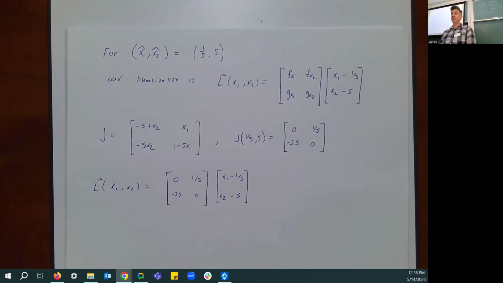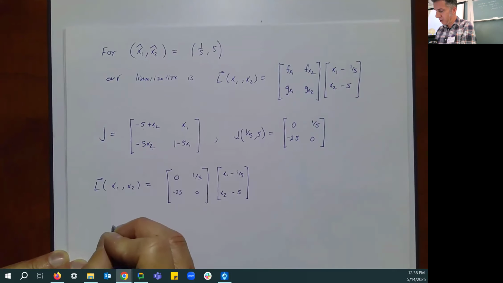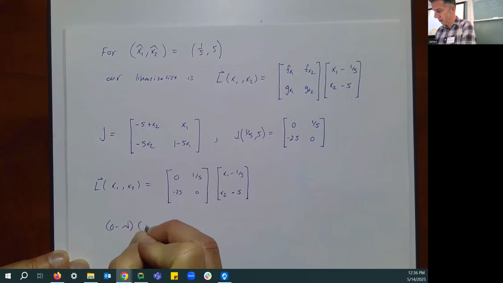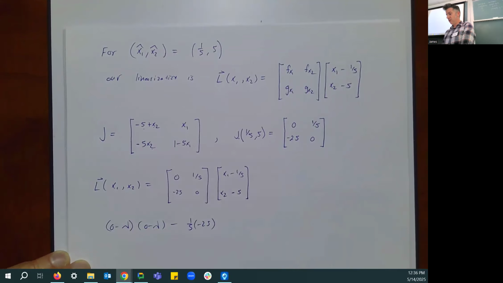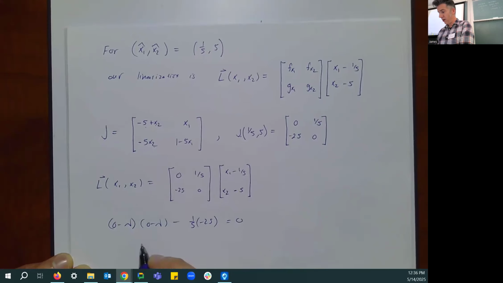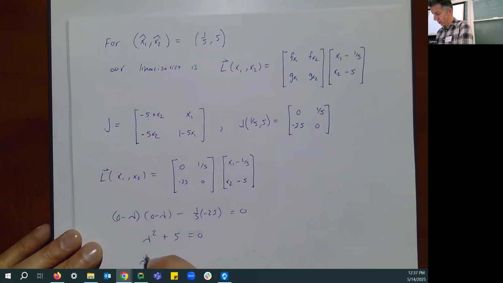But then to figure out what's going on here, we're just going to look at our system and say, okay, what kind of eigenvalues do we have here? Well, 0 minus lambda times 0 minus lambda minus 1/5 times negative 25 equal to 0. I've got lambda squared plus 5 equal to 0. So my eigenvalues are going to be purely imaginary. We're going to get lambda squared equal to negative 5, lambda equal to plus or minus i root 5.